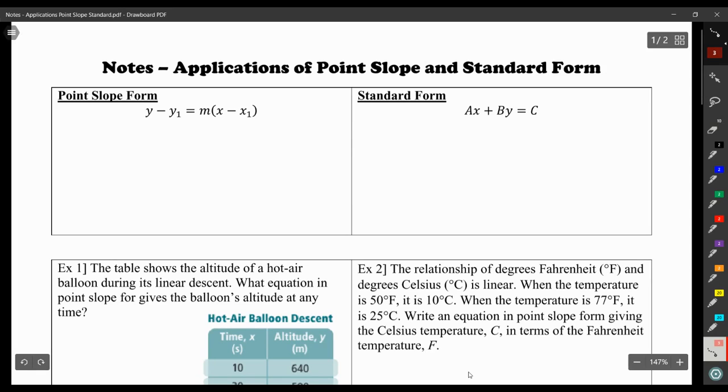Applications of point slope and standard form. So these are word problems with these two forms. We've done word problems with slope intercept. We just need to talk about the word problems with point slope and standard.